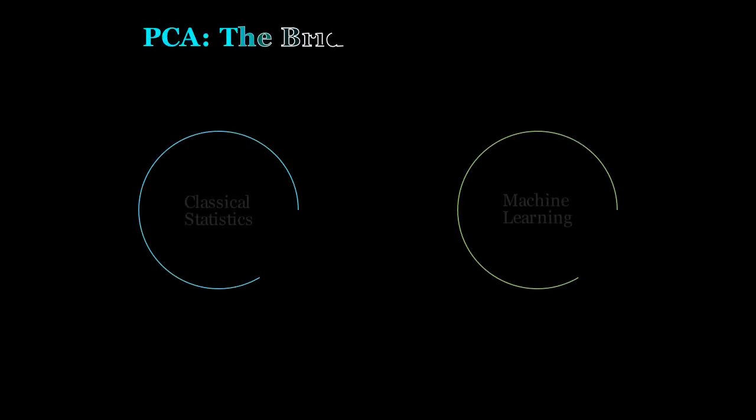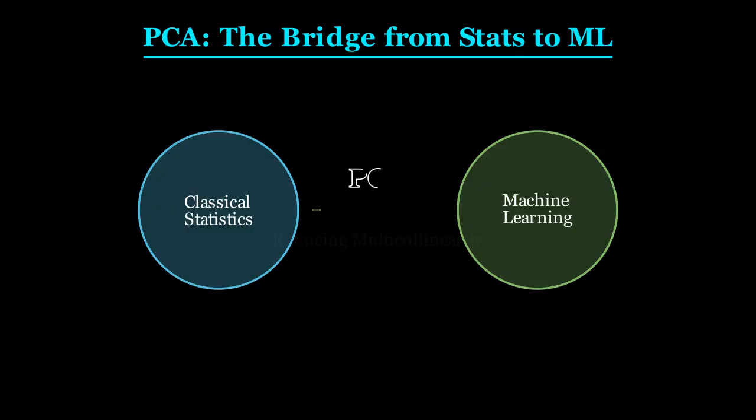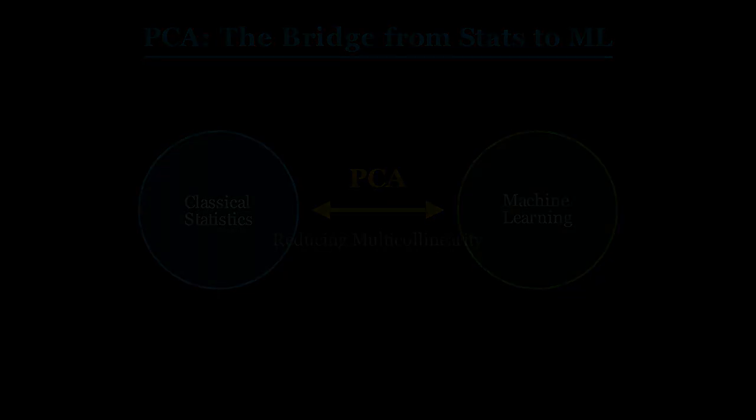Welcome to this deep dive into one of the most powerful bridges between classical statistics and modern machine learning, principal component analysis, or PCA, specifically applied to solving the problem of multicollinearity. In the world of data science, having more data is usually better, but having redundant data can be a nightmare for our models. In classical statistics, we often use linear regression.